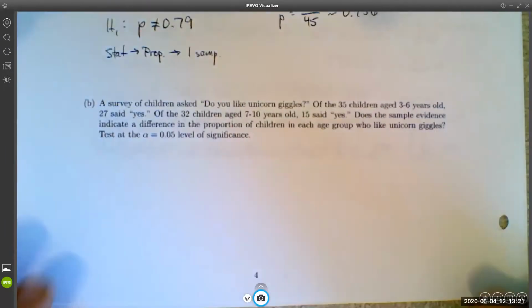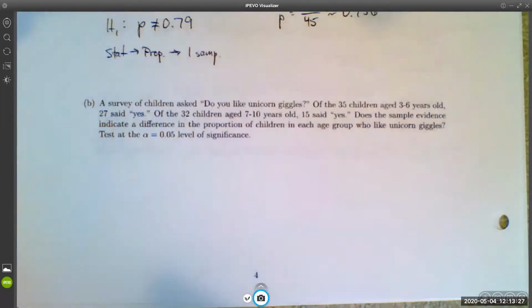It says, a survey of children asked, do you like unicorn giggles? Of the 35 children aged 3 to 6 years old, 27 said yes. Of the 32 children aged 7 to 10 years old, 15 said yes. Does the sample evidence indicate a difference in the proportion of children in each age group who like unicorn giggles?